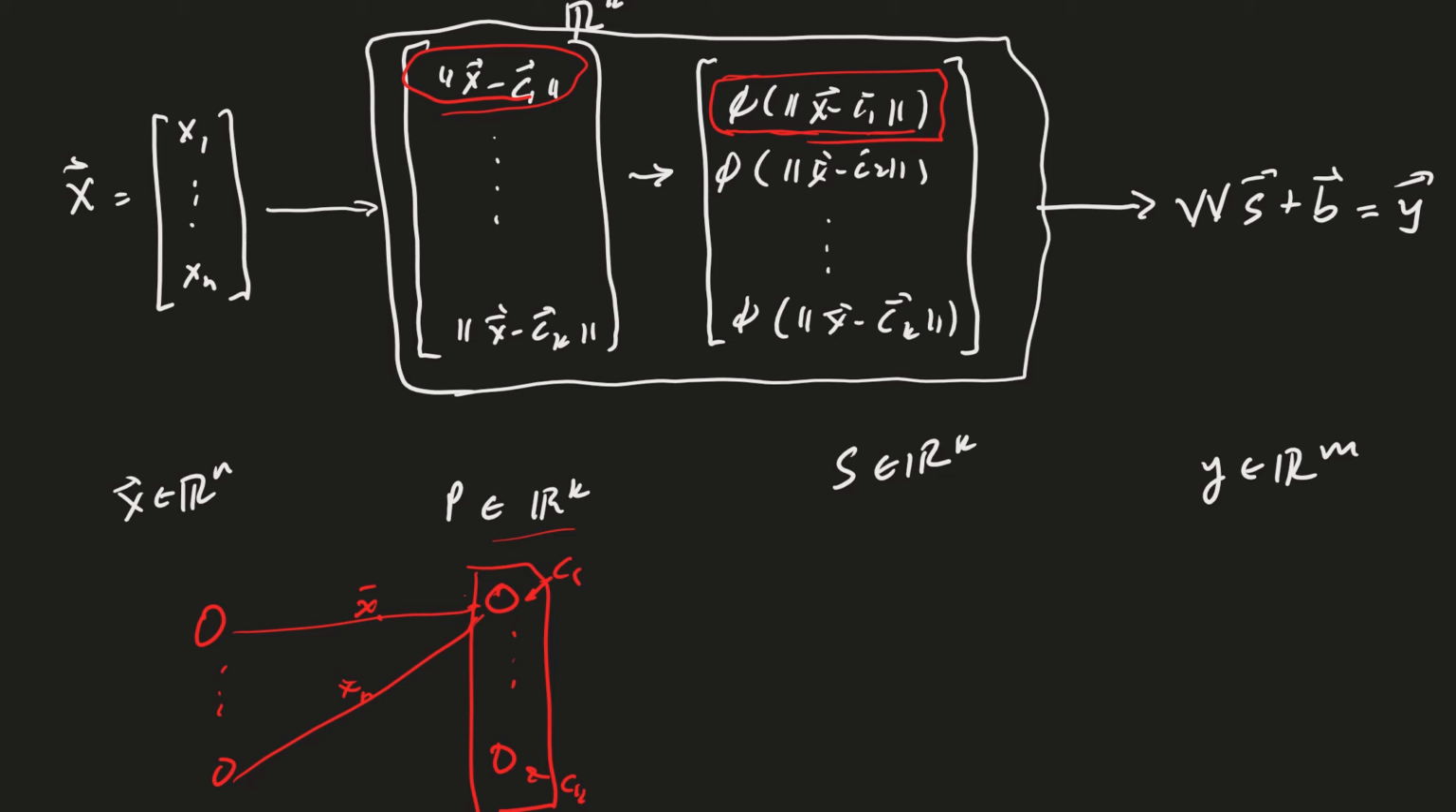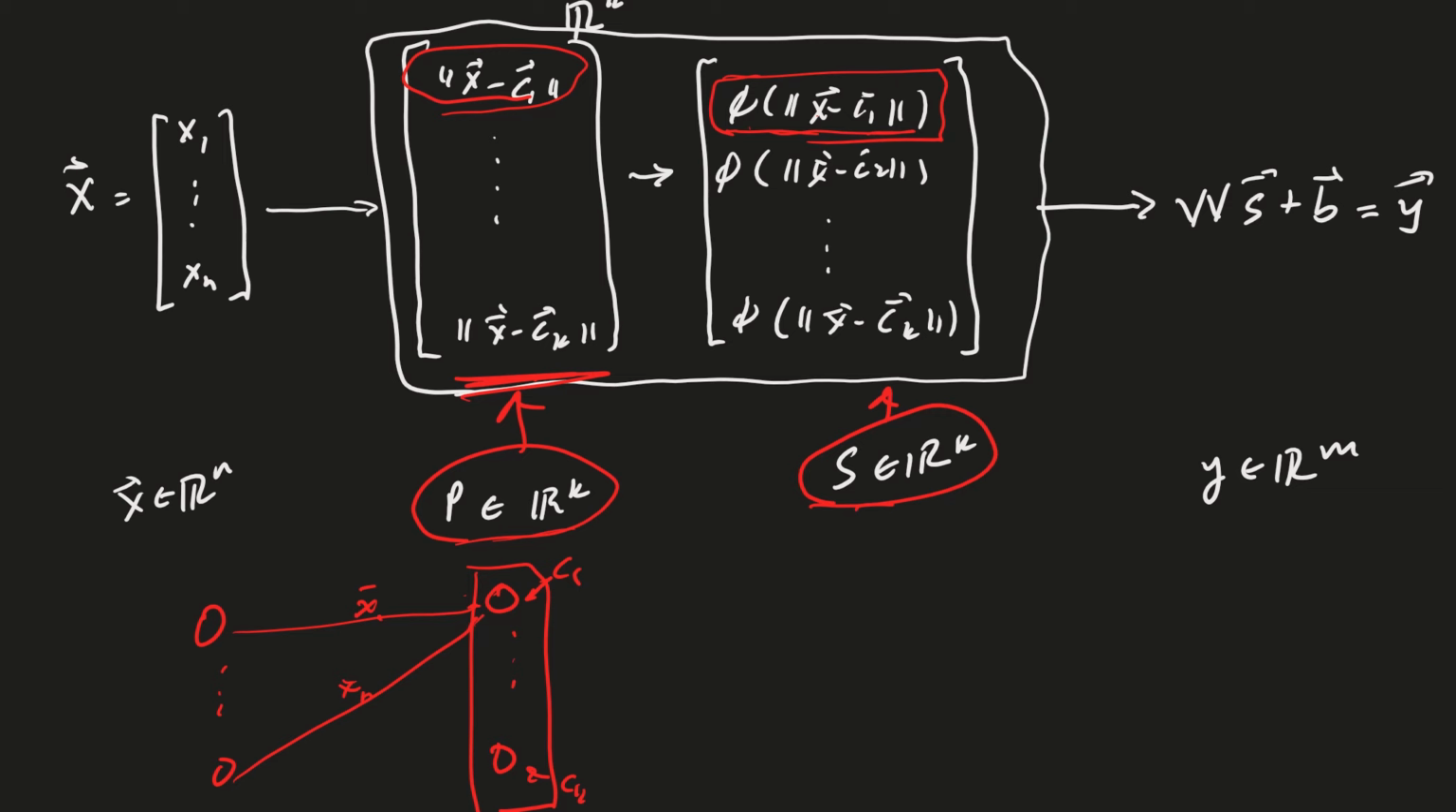And so I'm thinking of this as being like a two-step process, right? So the first step would be to construct this vector p in Rk, and I'm thinking of p as defining the pre-state of the cell, and then s is going to be the state of the cell. Okay, and so the state of the cell is going to be phi of the norm of x minus ci for the ith cell.